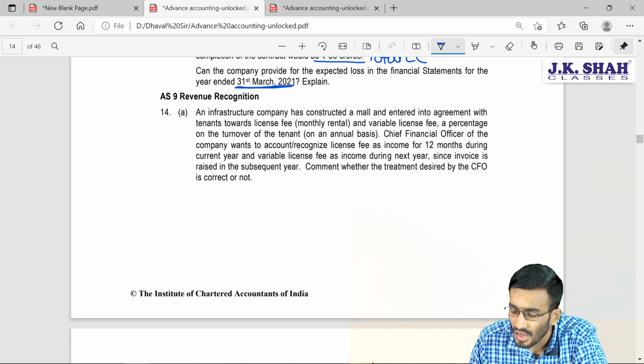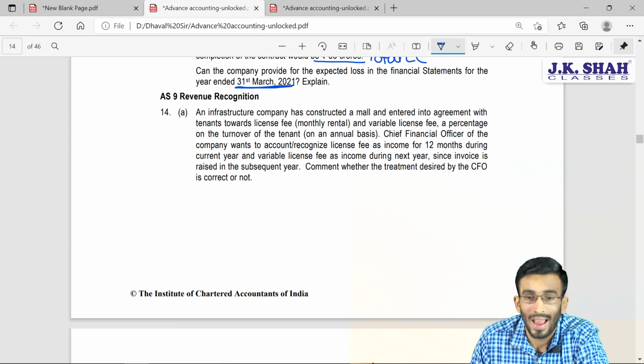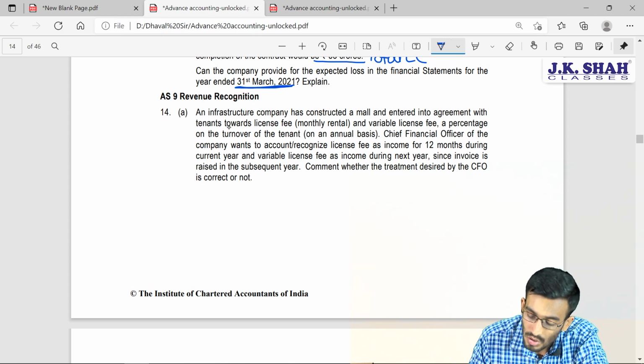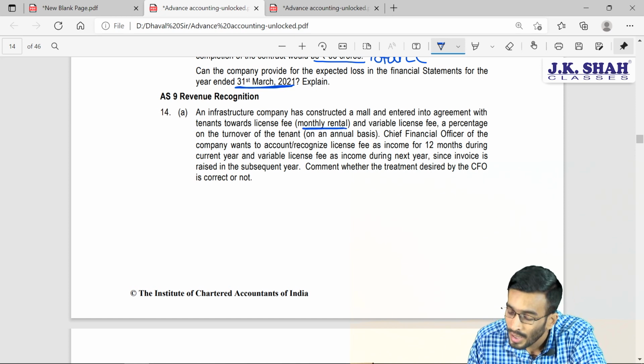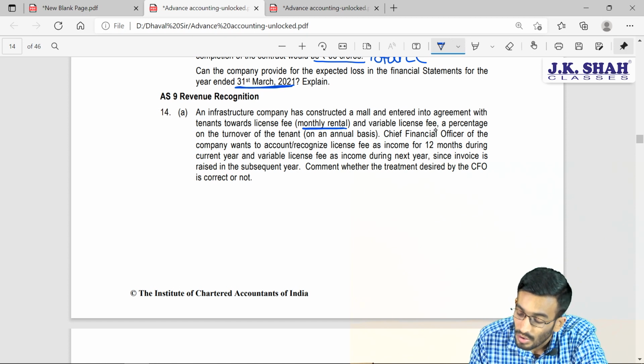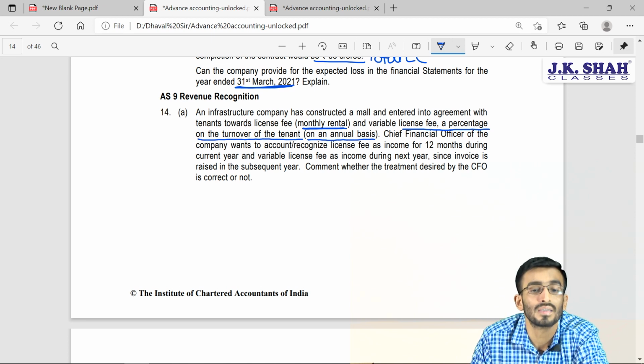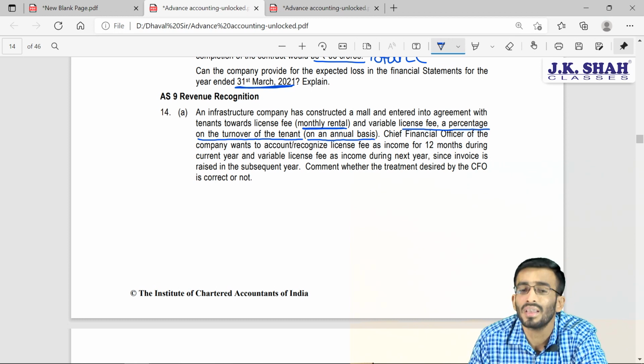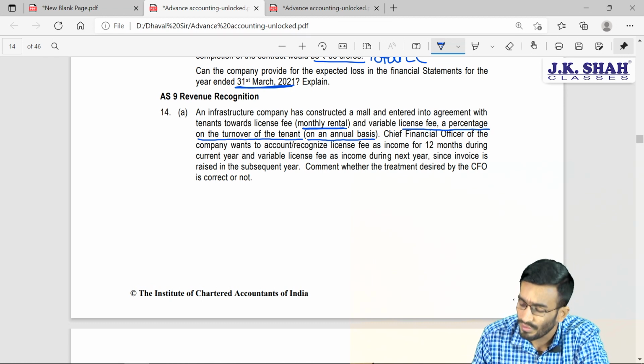An infrastructure company has constructed a mall and entered into agreement with tenants towards license fees, that is monthly rental, and variable license fees. So this company is going to charge from the tenants monthly rental as well as variable license fees, that is nothing but a percentage on turnover of the tenant, on an annual basis. So monthly rental, this company is going to charge from the tenant, as well as some variable rent that will be based on the annual turnover, which the company is going to charge at the end of the year.